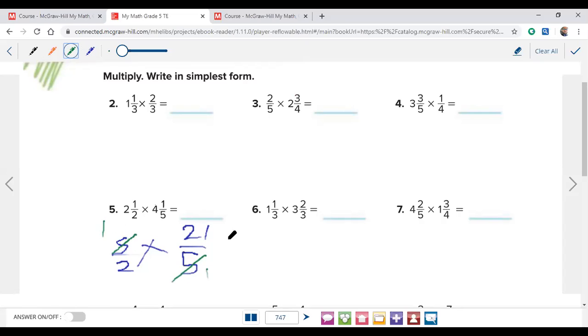I can multiply 1 times 21, which is equal to 21 out of the denominator, 2 times 1 equals 2. Now I have these small numbers, 21 out of 2.